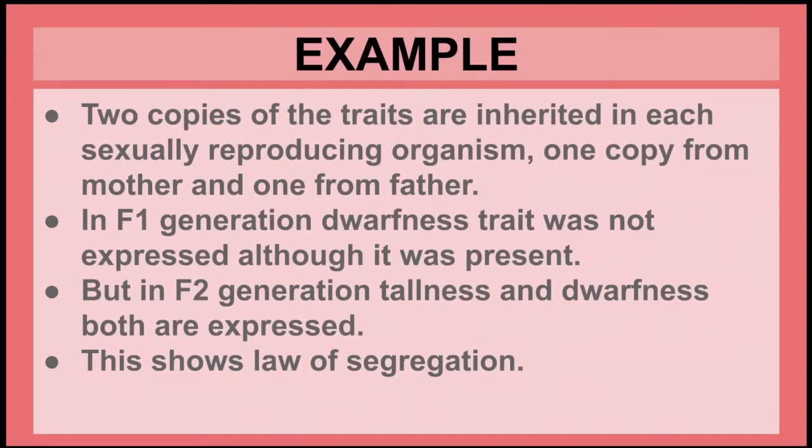Now let's see the important points of this experiment. Two copies of the traits are inherited, one copy from mother and the other one from father. In F1 generation, dwarfness trait was not expressed, although it was present. But in F2 generation, tallness and dwarfness both are expressed, and this proves the law of segregation.